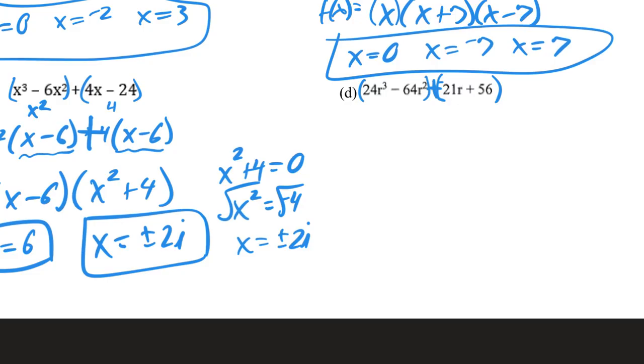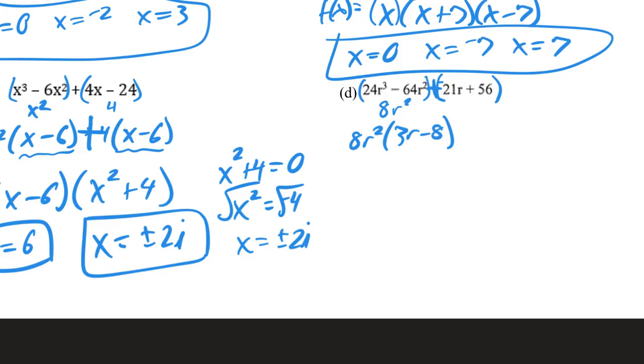Take out the GCF from each. What's the GCF of 24r cubed and minus 64r squared? 8r squared. If I take 8r squared out of that, I'm left with, what, 3r minus 8? And the GCF of negative 21r plus 56?